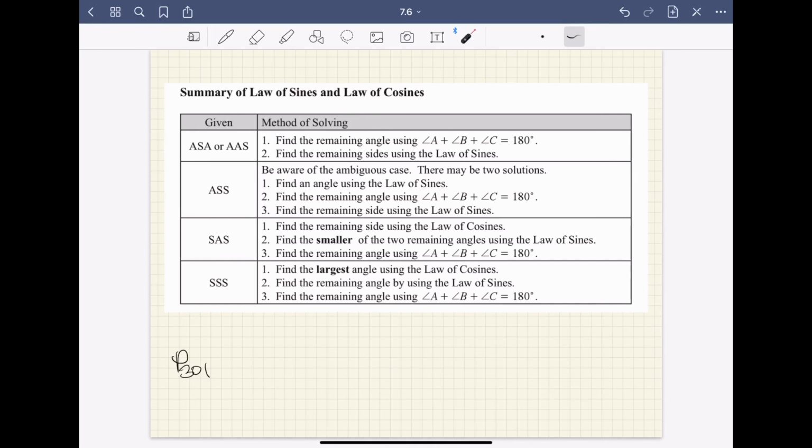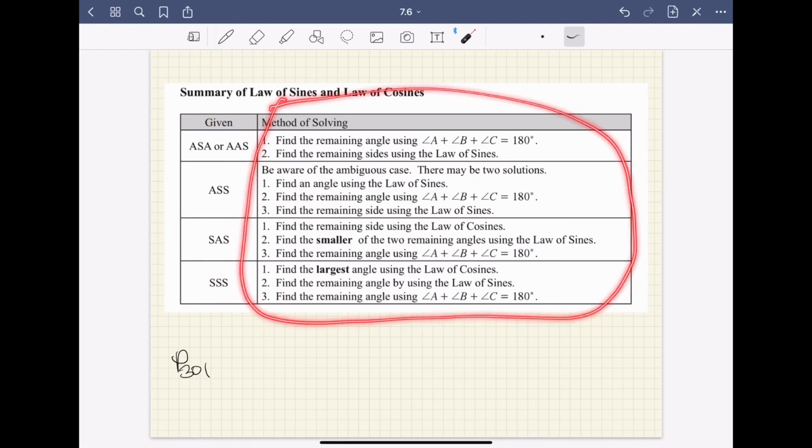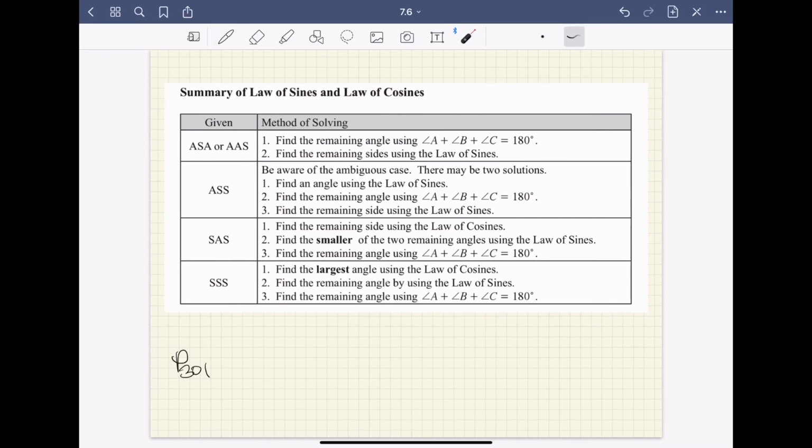Here is a summary of the sine law and the cosine law, which is from your workbook, page 301. Given the cases, this chart tells you what method or what steps you should be using to solve for the triangles. You can solve for the triangles using this chart.